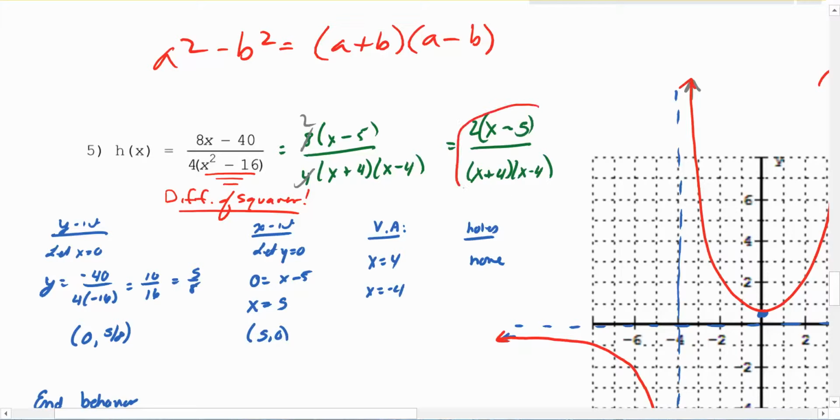So here's that nicely factored form. The only thing that changed was canceling the 2 from the 8 and 4. So you're left with 2 times x minus 5 over x plus 4, x minus 4. Are there any holes? No. Why not? Because nothing canceled. So you have 2 what? Vertical asymptotes at x equals 4 and x equals negative 4.